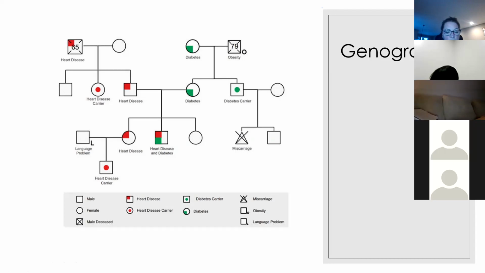Monitor pregnancies closely. You're going to do more ultrasounds, more screenings, and check the blood flow to the placenta. Okay, so this is our genogram, G for genes.